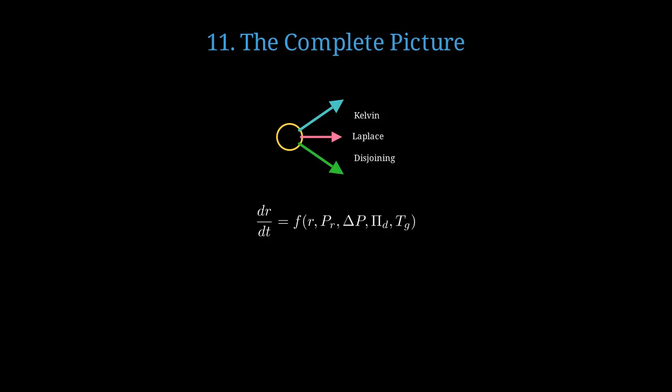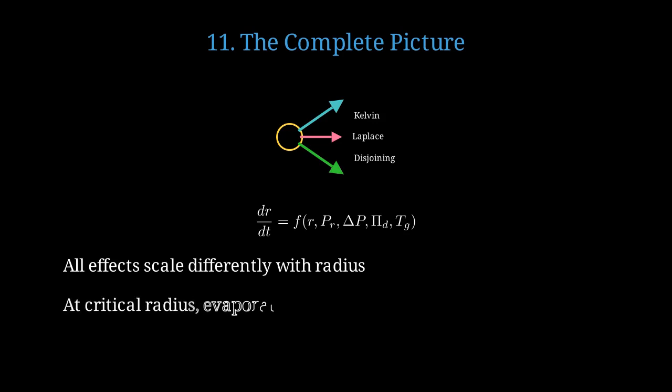Now let's put all these factors together to understand the complete picture. Multiple competing effects create the paradox. Kelvin effect increases vapor pressure. Laplace pressure increases internal pressure, and disjoining pressure resists evaporation. The evaporation rate depends on radius, vapor pressure, Laplace pressure, disjoining pressure, and glass transition effects. Crucially, all these effects scale differently with radius, creating complex behavior. At a critical radius, typically a few nanometers, these effects combine to effectively stop evaporation.